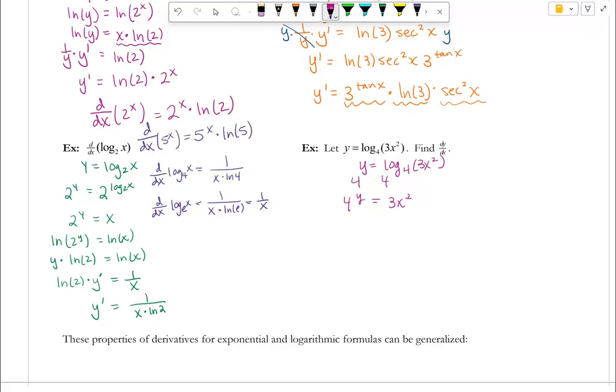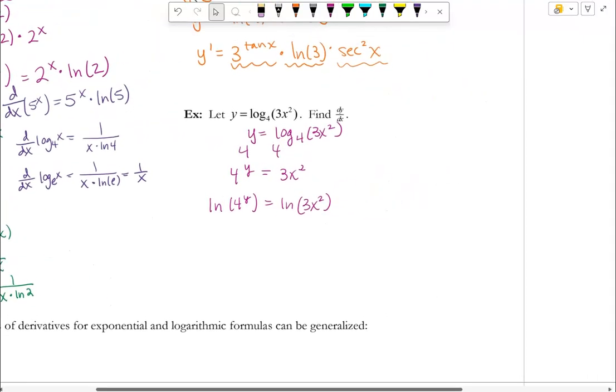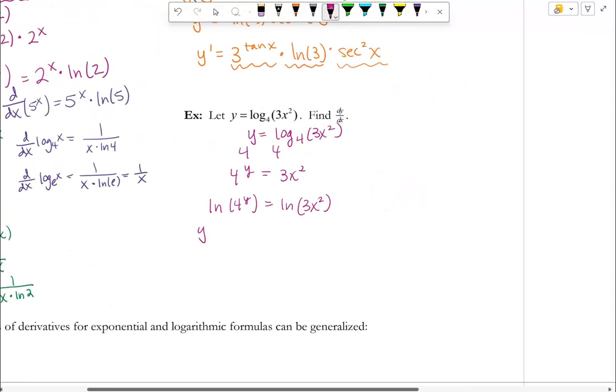So now when we take the natural log of both sides, the natural log of 4 to the power of y on the left, and the natural log of 3x squared on the right, we can really use our log properties to rewrite both sides of this equation. So the natural log of 4 to the power of y becomes y times ln of 4. On the right-hand side, we could actually just leave this as it is.